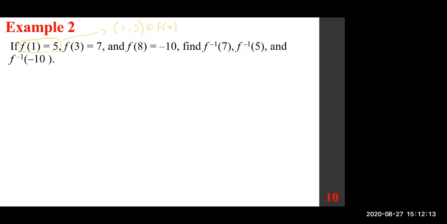So we have a pair 1, 5. Okay, everybody? Therefore, we have a pair 5, 1. You can find this on the graph of which function? f inverse. That's the meaning of it. As long as I know this meaning, practically I'm done. Okay?